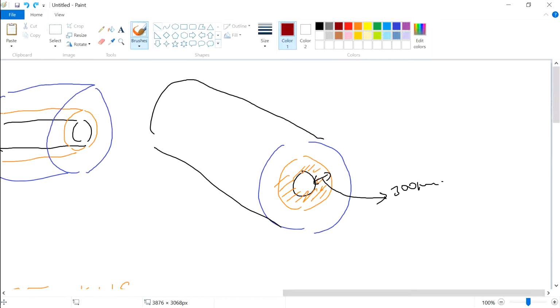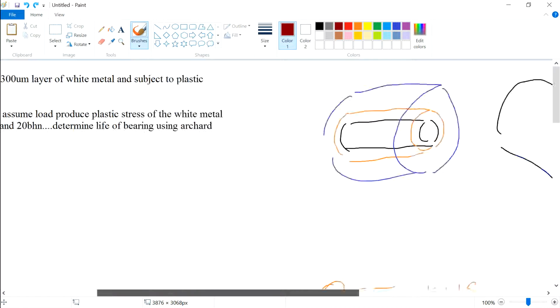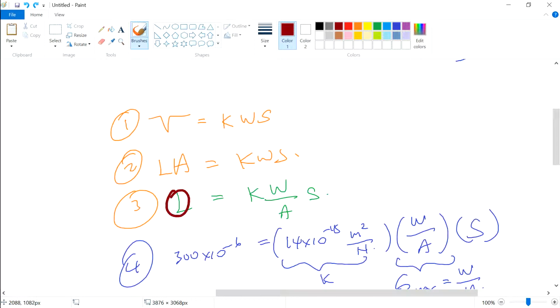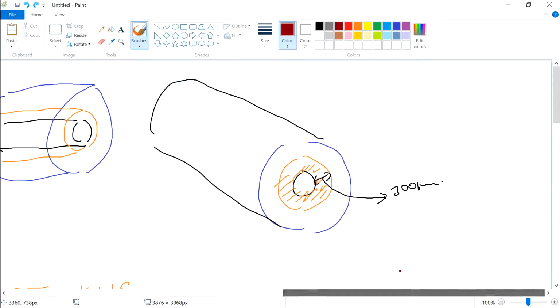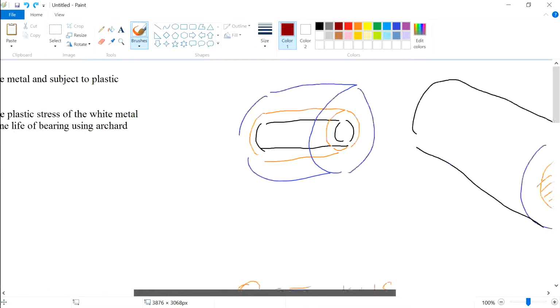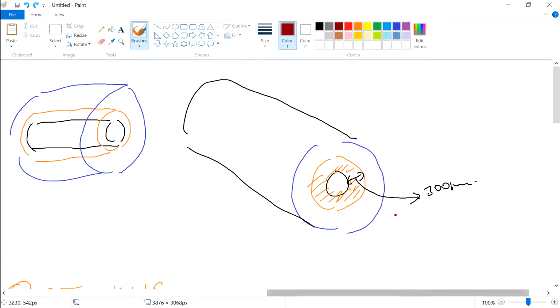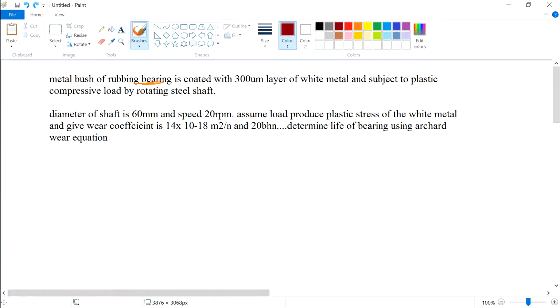So in order to determine the life, you have to say that the shaft rubs until all of it has been removed, which is what we have been calculating all along. We have been calculating using the amount of volume, based on the length or the area. So it's talking about the amount of volume when all of the white metal is removed. How much is the life, how many revolutions in order to remove all the coating? This is one thing that you should take note of.